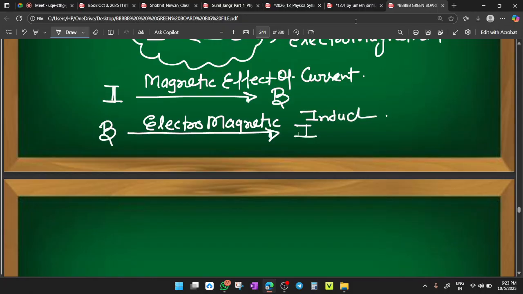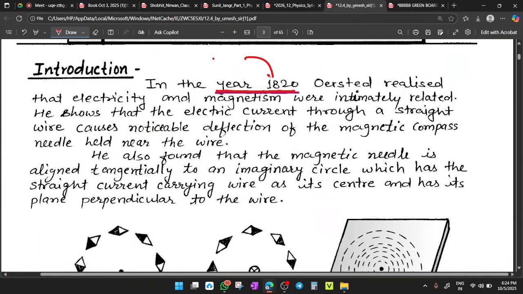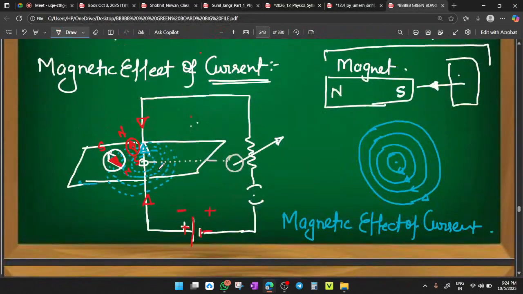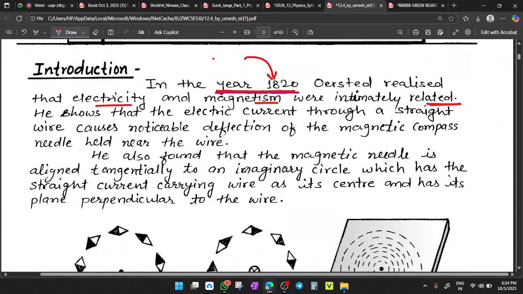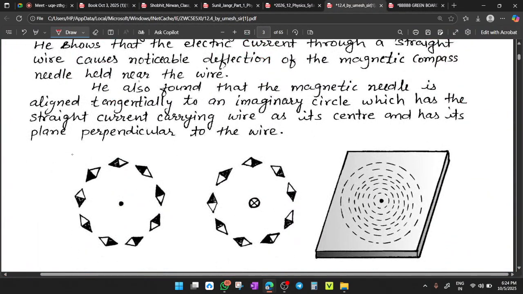Induction. In the year 1820, Oersted realized that electricity and magnetism were intimately related. Yes, there is a very strong bonding between electricity and magnetism. He showed that electric current through a straight wire causes noticeable deflection in a magnetic compass needle near the wire. We just performed this experiment. We kept a magnetic needle there, and you have seen there is a deflection. Yes or no? So the magnetic compass needle is held nearer the wire.